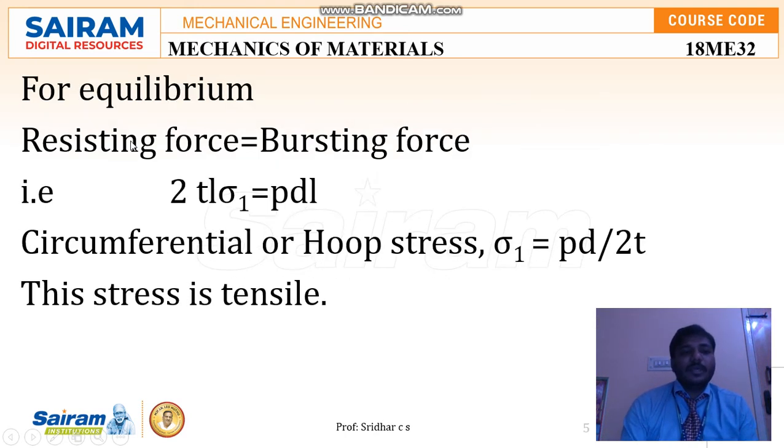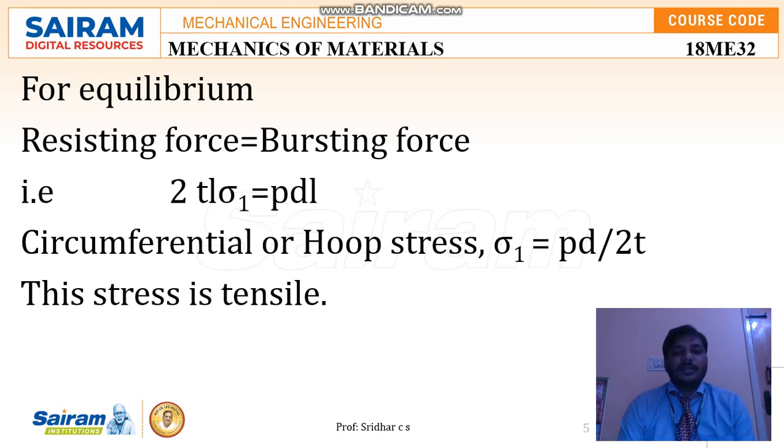Now we equate these two equations in order to find the circumferential or hoop stress. By equating in the equilibrium condition, sigma 1, the circumferential or hoop stress, is PD by 2t. P is the intensity of the internal fluid pressure, D is the diameter, and t is the thickness. The stress acting inside the cylinder is a tensile stress, which means it is elongating because of the internal pressure.